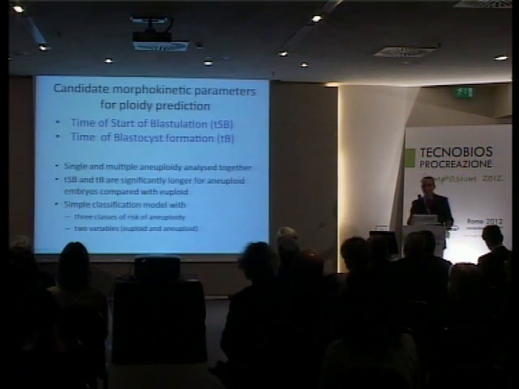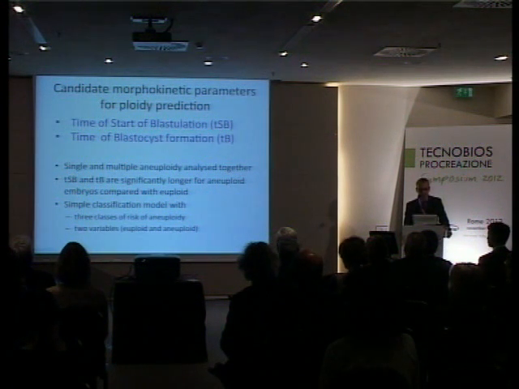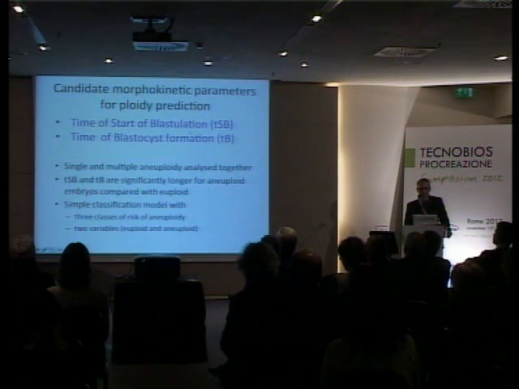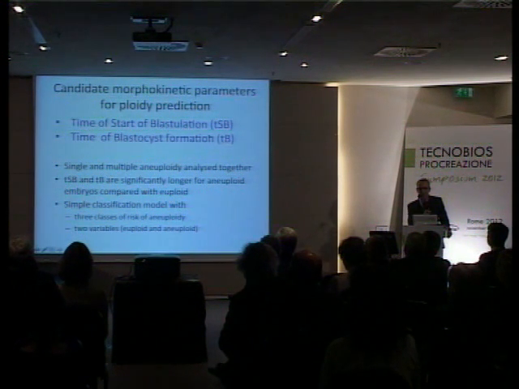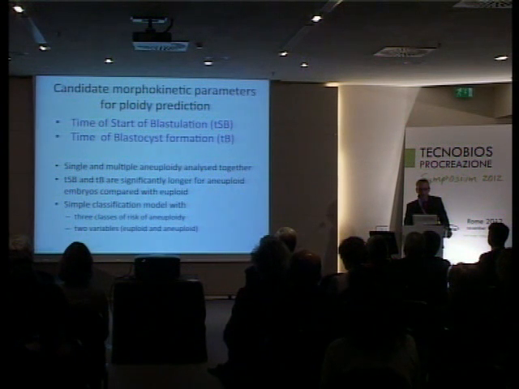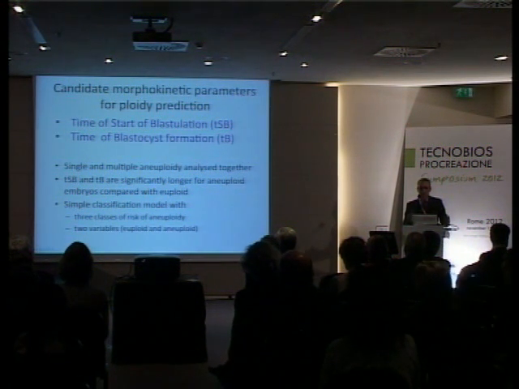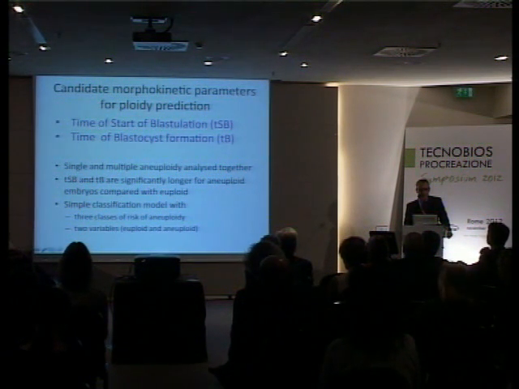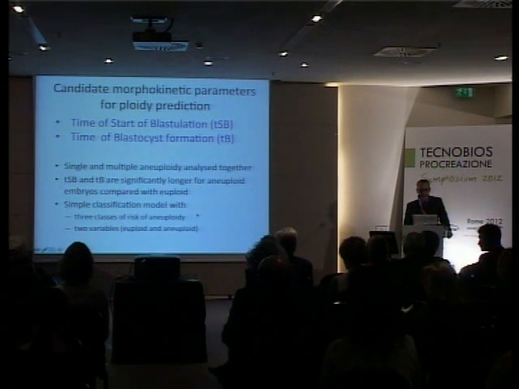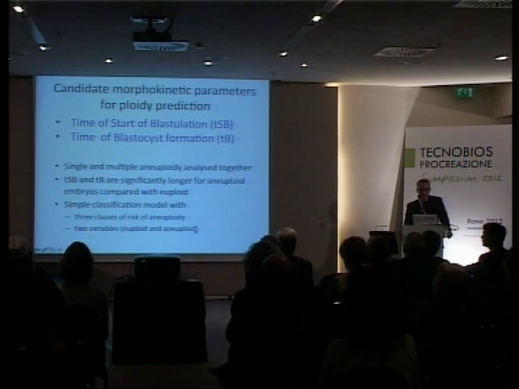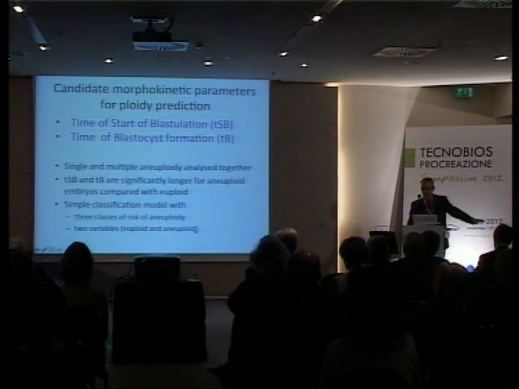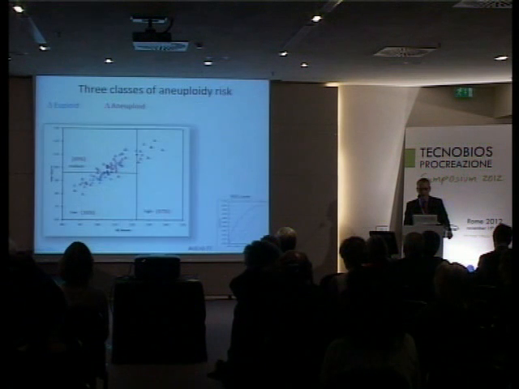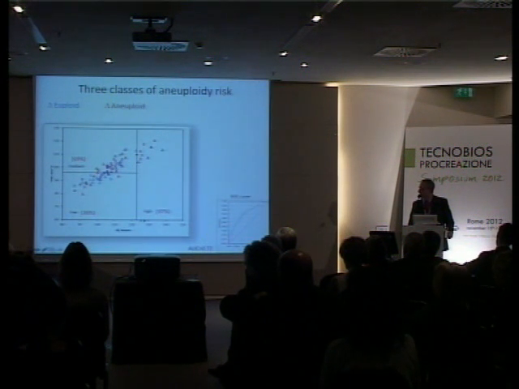So they tried to somehow develop a prediction model by using the 2 most important parameters, the start of blastulation and blastocyst formation. These 2 times are informative in their hands to discriminate euploid from aneuploid. And they put together the single aneuploid embryos with those that had multiple aneuploidies. And so they had 3 classes of risk of aneuploidy arbitrarily, and 2 variables, either normal embryos or aneuploid. So what they found is rather interesting.